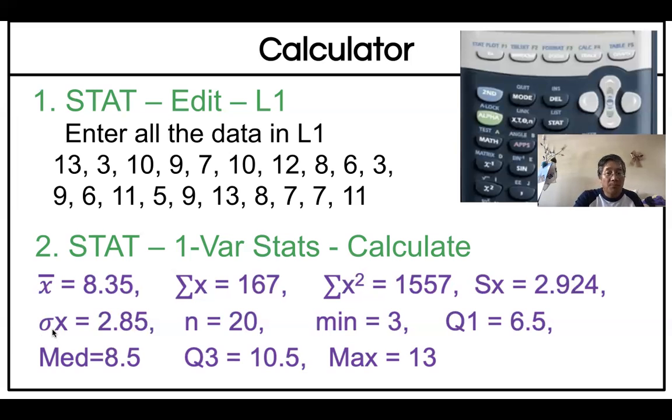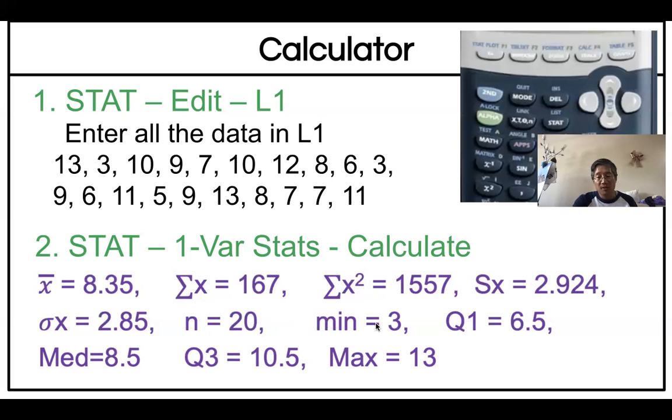And this is the population standard deviation, sigma x. This is also sigma, but the other one is the sum. This is the population standard deviation, which is 2.85. n means n equals 20. n means how many numbers are here? How many? You have 20 numbers.